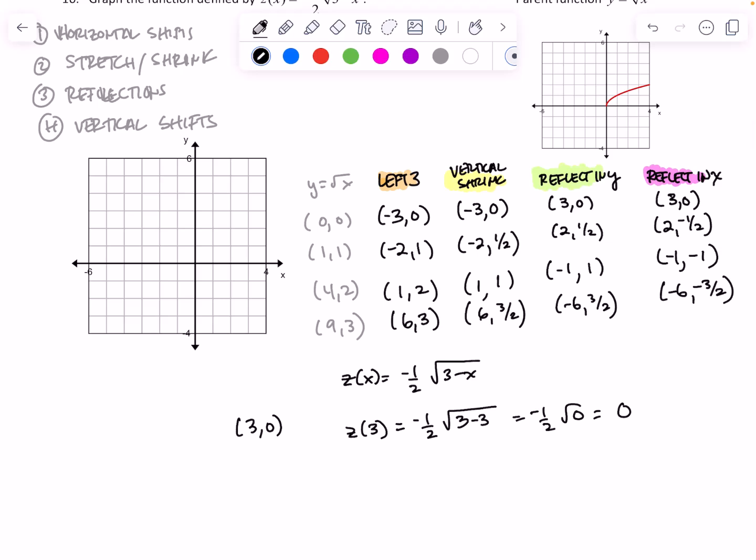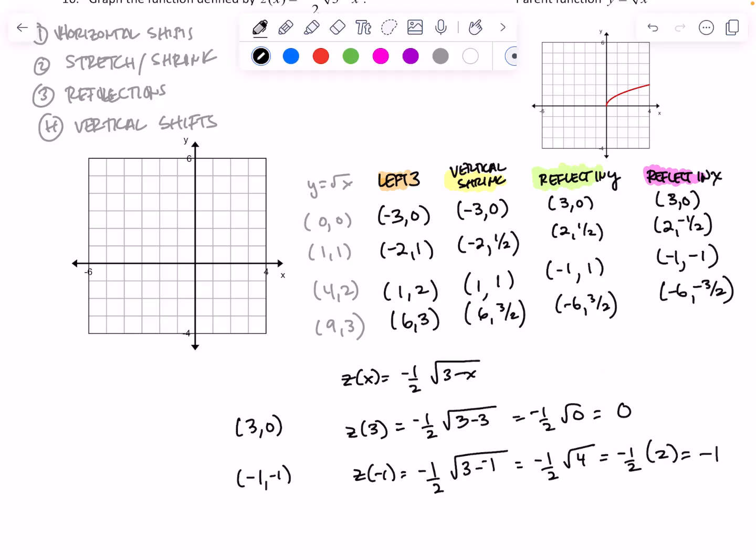Let's pick one other one. Let's do z of negative 1. We have the point negative 1, negative 1. So let's see if z of negative 1 actually turns out to be negative 1. We get negative 1/2 times the square root of 3 minus negative 1. We get negative 1/2 times the square root of 4. That's negative 1/2 times 2, which is in fact negative 1. So our points make sense with our formula. So now let's plot them.